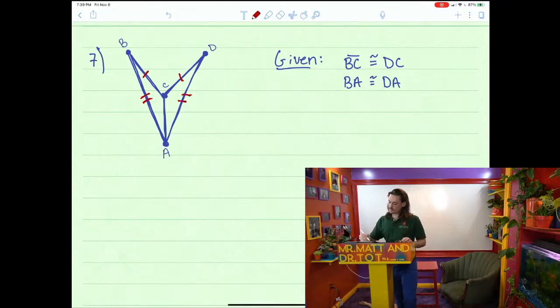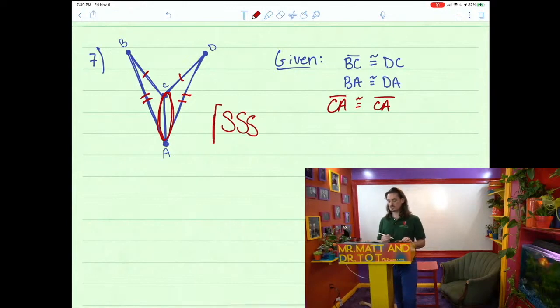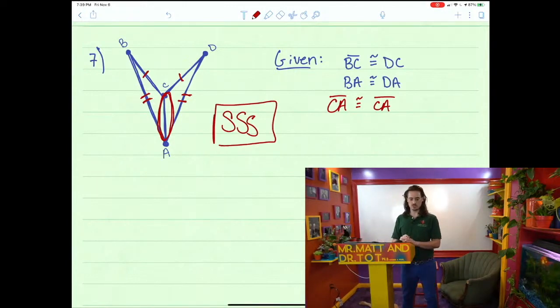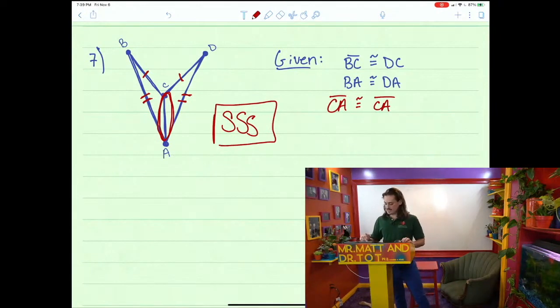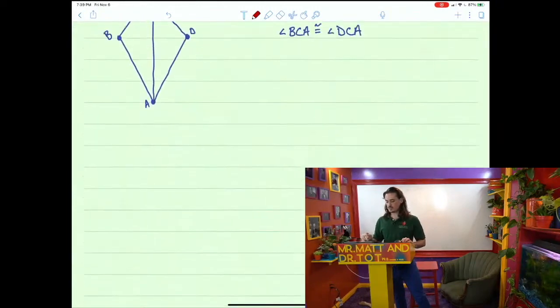And also notice that they share CA. So we know that side length CA has to be congruent to itself. So we do have side, side, side congruency. So these two triangles are congruent to each other. If you have any questions, then please let me know. Otherwise, let's look at number 8, and this will be the last problem for today.